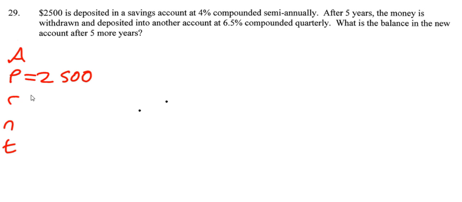%, semi-annually. So the rate is 0.04. Semi-annually means that N is 2. After 5 years, the money is taken out. So we got to know how much money is there so we know how much money is taken out of the account. So let's solve that.